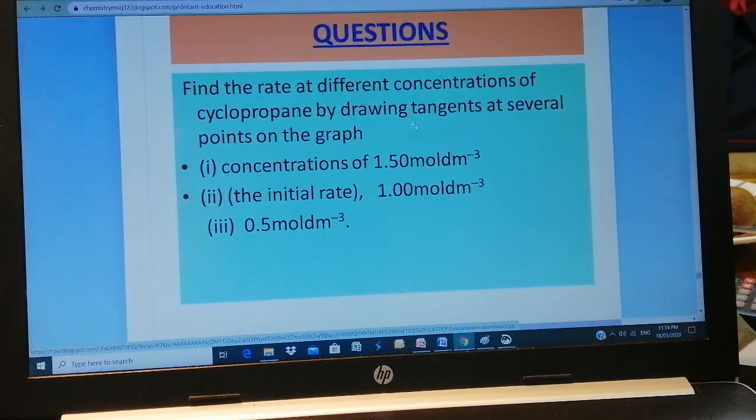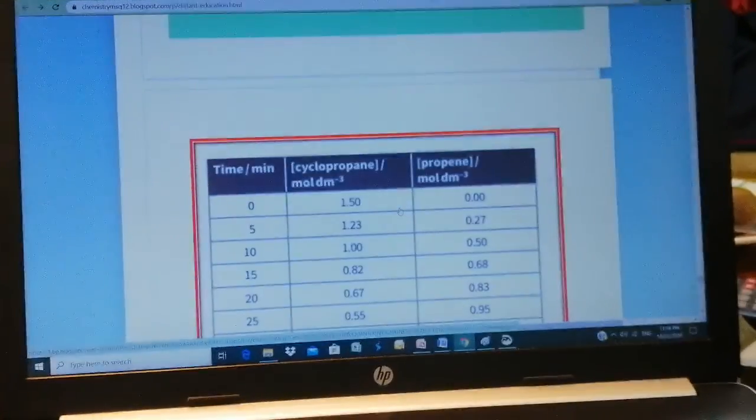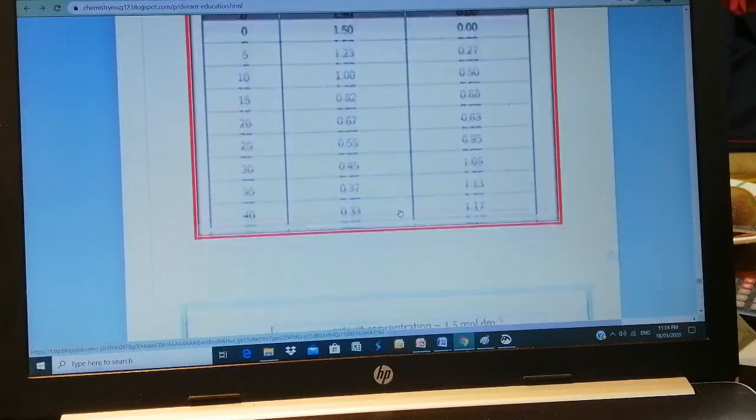Hi students, these are the questions that you have to do. Here they are asking to find the rate at different concentrations. So concentrations 1.5, 1, 0.5. In this case, how you can do it, the values are given here.